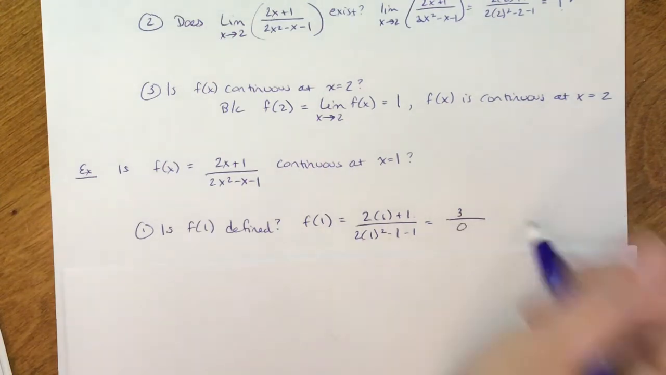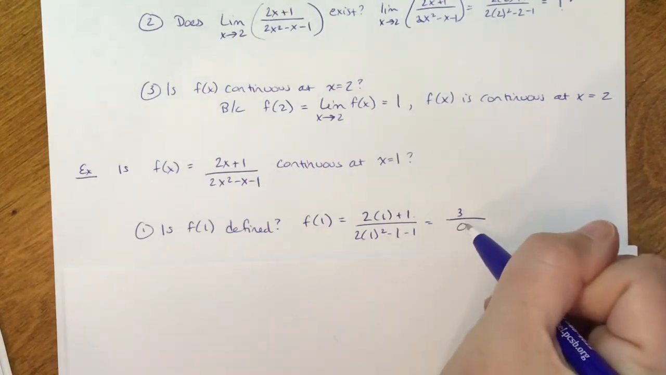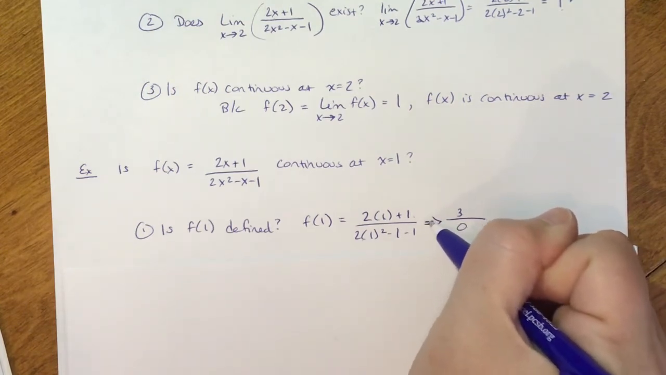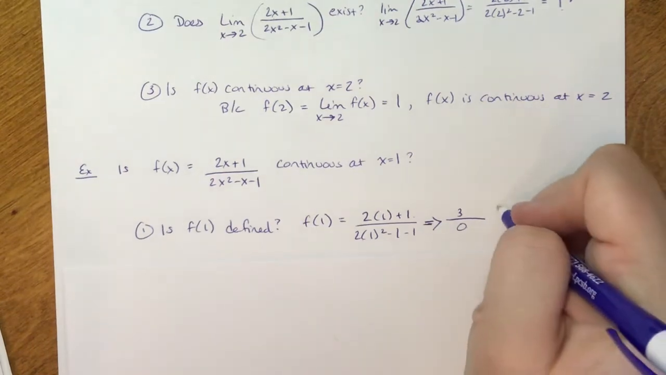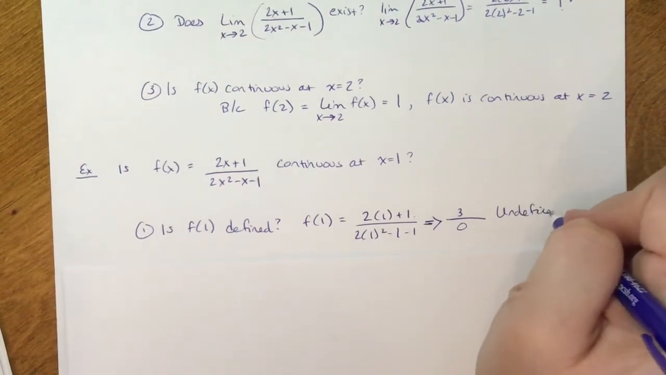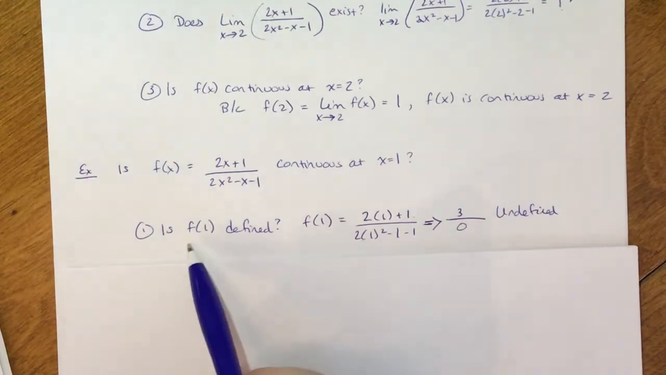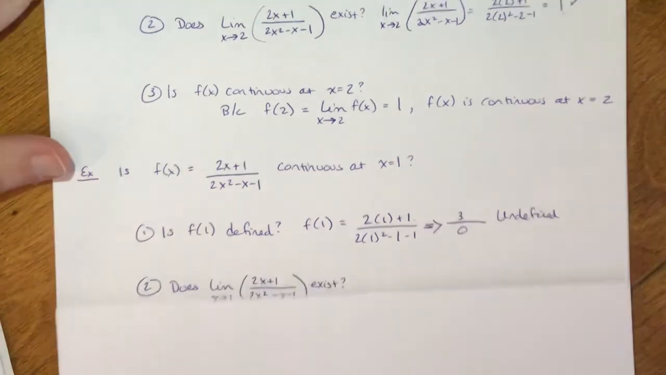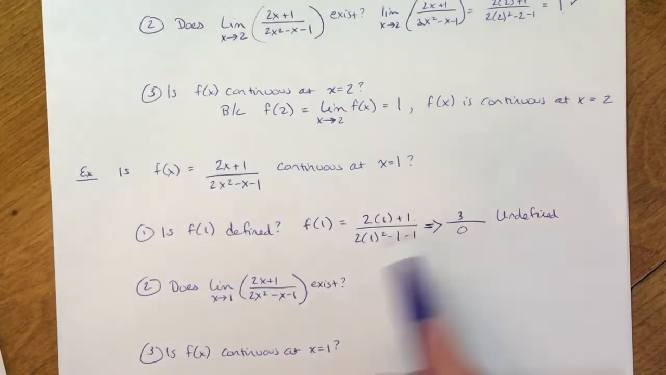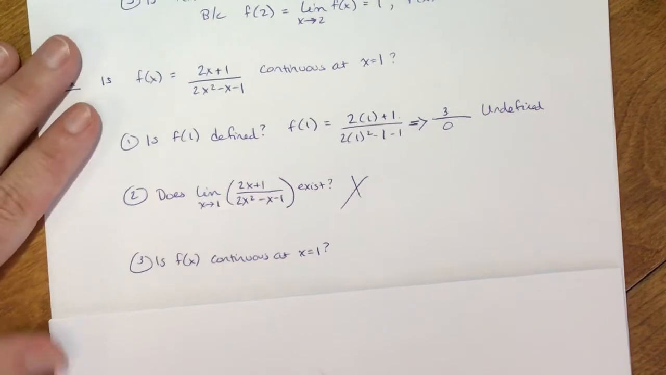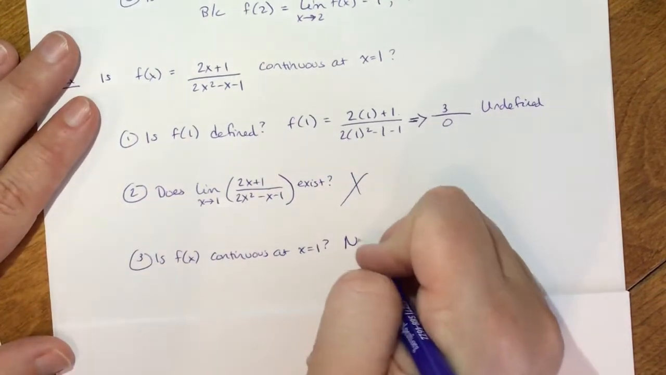Oh no. Now I don't want to say this equals 3 over 0, because this thing doesn't exist, right? So I'm going to say it leads us toward that, or it would imply that, but this is undefined. So right there I failed. I have to pass all 3 parts. I just failed at showing that f of 1 was even defined. So does the limit exist? It doesn't even matter. I'm going to skip that part and go straight to saying no.